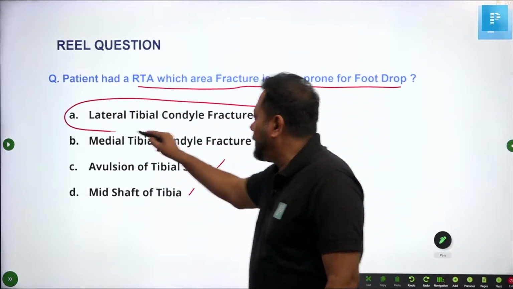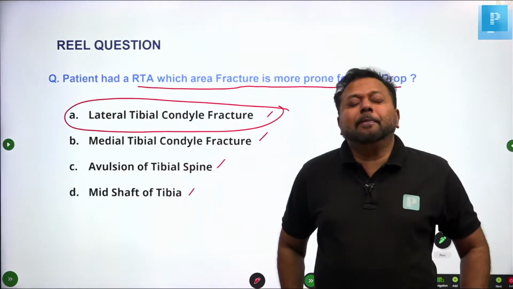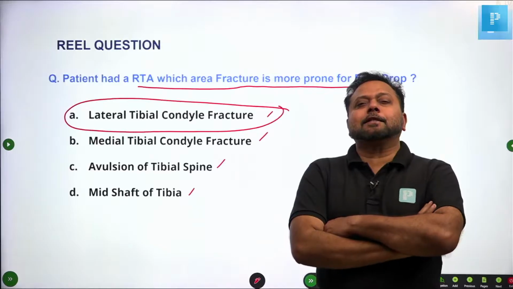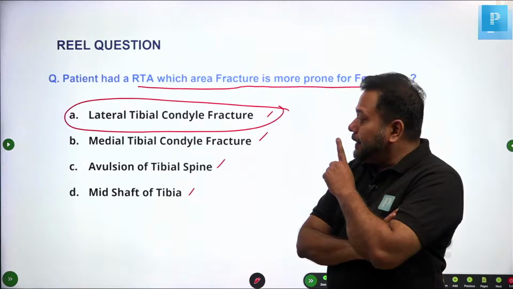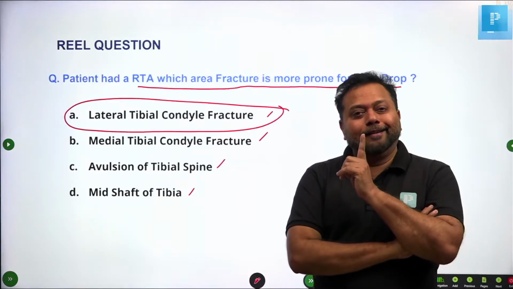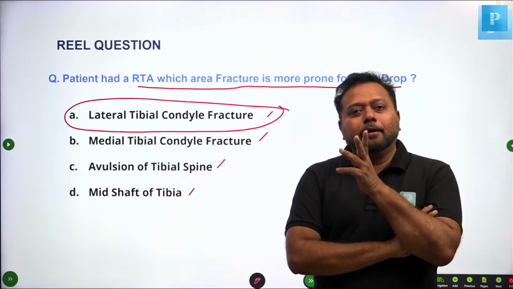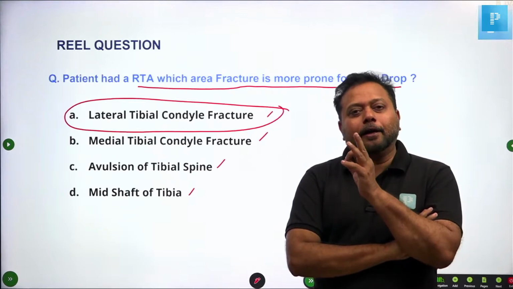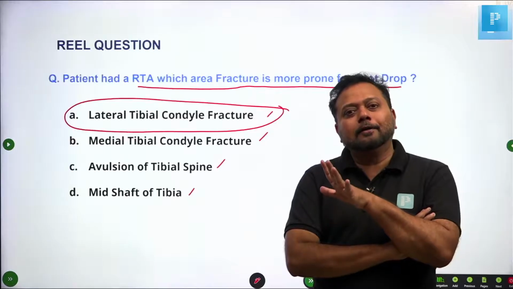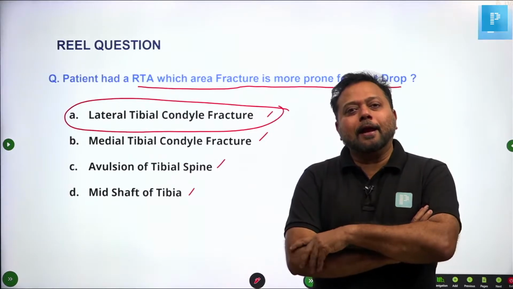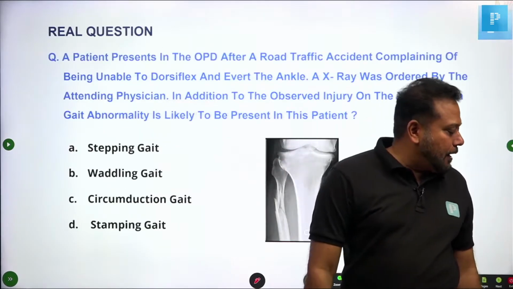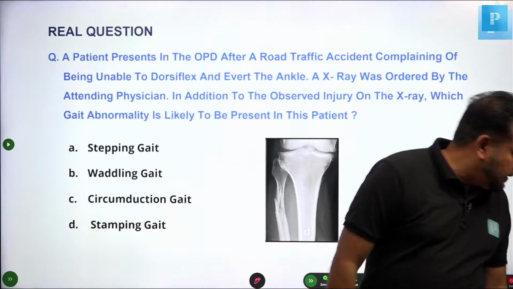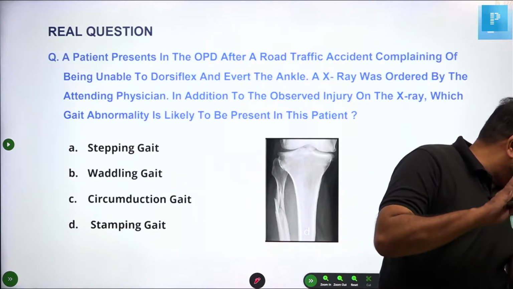Lateral tibial condyle fractures. Proximal tibial fractures are classified according to the Schatzker-Tile classification. One type is the lateral tibial condyle, because the lateral tibial condyle is close to the head and neck of the fibula. The common peroneal nerve winds around the neck of the fibula. So when the lateral tibial condyle is fractured, it can lead to injury to the common peroneal nerve and cause foot drop.